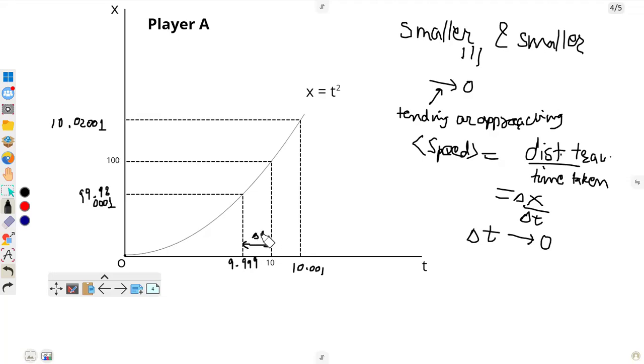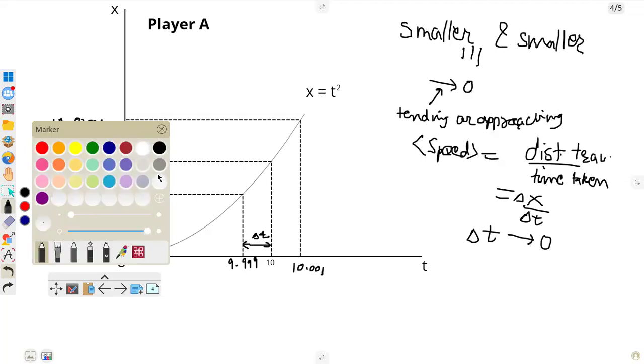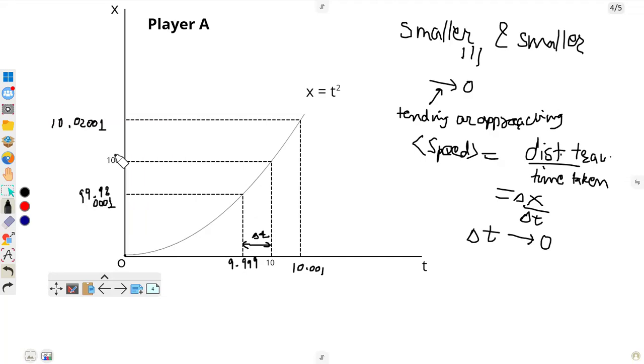This is our delta t, right? And this is actually our delta x. This is the distance traveled in this time interval, and what we did was divide the two quantities. So let us see. If I draw a straight line, this is actually our delta x, and this is our delta t.